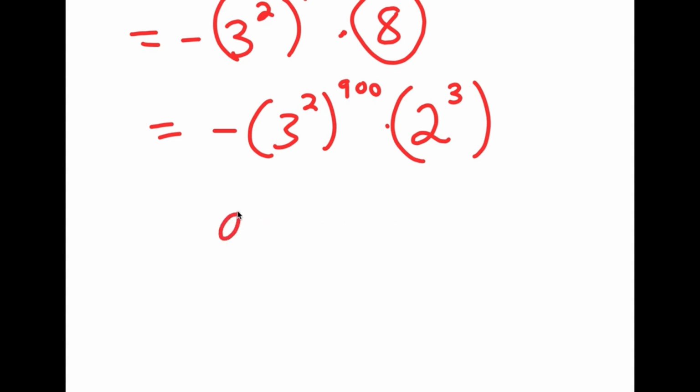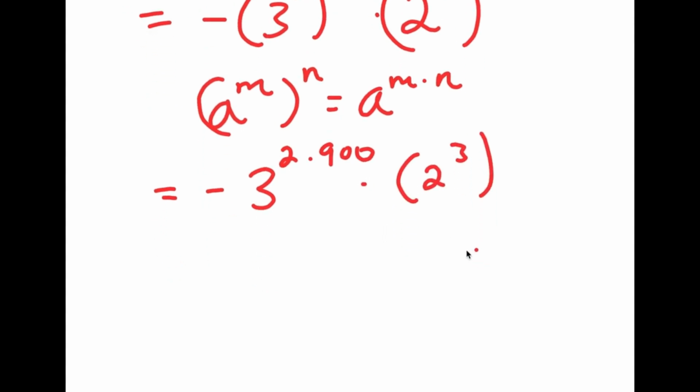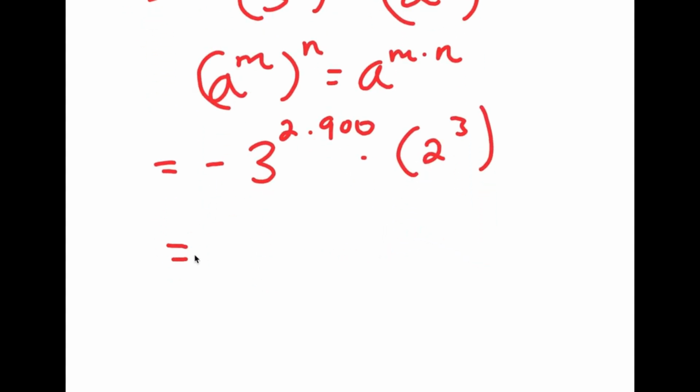And now remember, if I have something in the form a to the power of m to the power of n, this is equal to a to the power of m times n. So this can equal negative 3 to the power of 2 times 900. And now I have this times 2 to the power of 3. And if you guys already didn't know, 2 times 900 is 1800, so I have negative 3 to the power of 1800 times 2 to the power of 3.